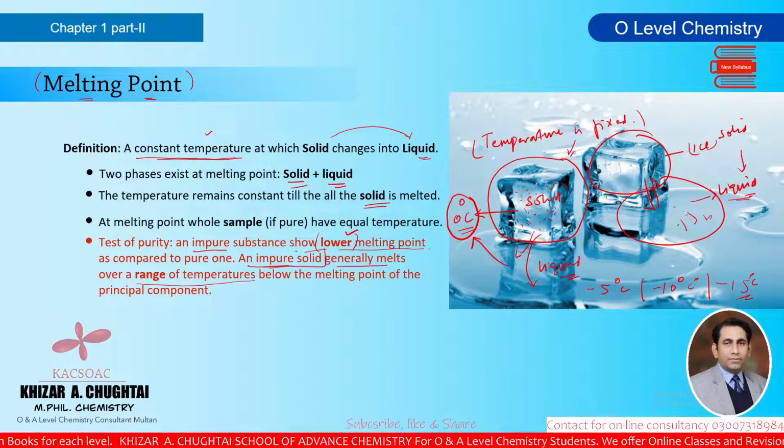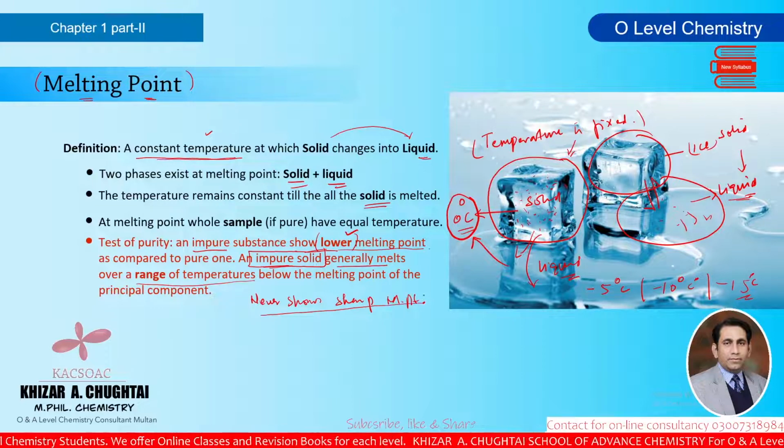Impure solid never shows a sharp value of melting point. So there is no sharp melting point if the substance is impure. Pure substances show a sharp value of melting point. Impure substances show a range of temperature, a range of melting points. Some portion will melt down, let's suppose, at 0 degrees, some portion at minus 1 degree Celsius, and some portion at minus 5 degrees Celsius if this crystal is impure. So impurity lowers the melting point, and an impure solid gradually melts over a range of temperature. It never shows a sharp or fixed value of melting point.